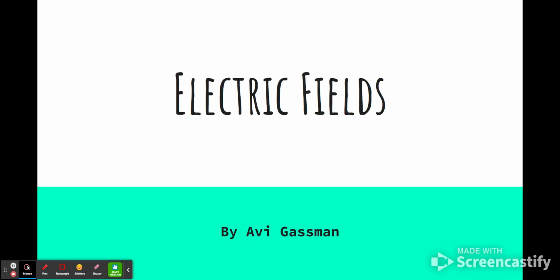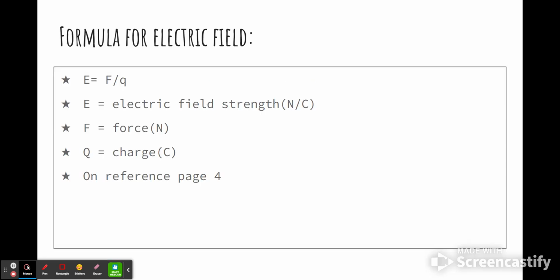Electric fields. Electric fields exist in the area near charged objects. Formula for electric field: E equals F divided by Q. E is electric field strength, which is newtons divided by coulombs. F is force, which is in newtons. Q is charge, which is in coulombs. And this is on reference page 4 of our reference sheet.